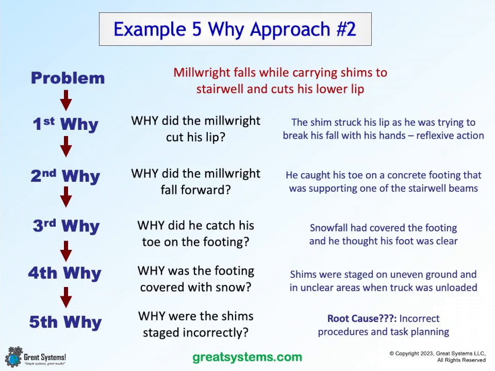Well, here's another one. A person falls while carrying shims to a stairwell and cuts their lip. Shims are thin strips of metal that we use to level things out. Well, how does he cut his lip? The shim struck his lip as he was trying to break the fall with his hands, a reflexive action. Well, how come he fell forward? He caught his toe on a concrete footing. Why did he catch his toe on the footing? The snow had covered it up. He couldn't tell it was there. Well, why was the footing covered with snow? And I think you can see this could take you down a rabbit trail.